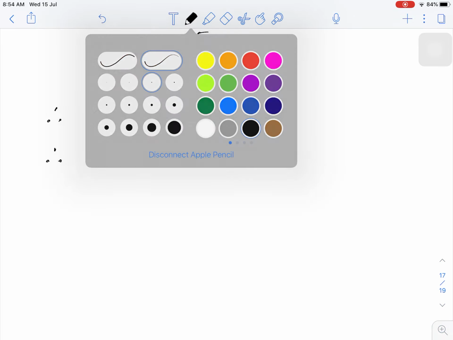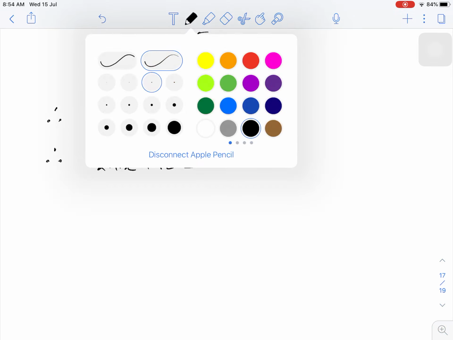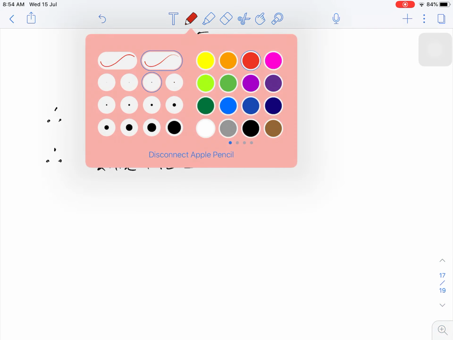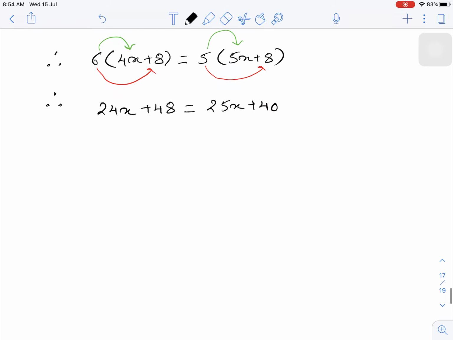Okay, so let us see what we are getting. Now 6 4s are 24, so you will get 24x, then 6 into plus 8, so you will get plus 48, equals to, similarly now first this 5 will multiply here, and then this 5 will multiply with 8. So 5 5s are 25, so you will get 25x, and then 5 8s are 40, so you will get plus 40.